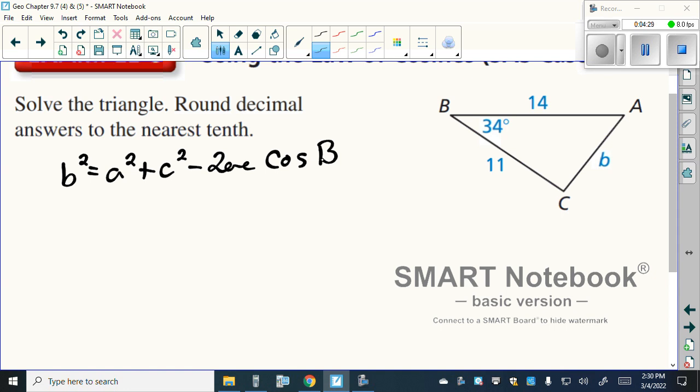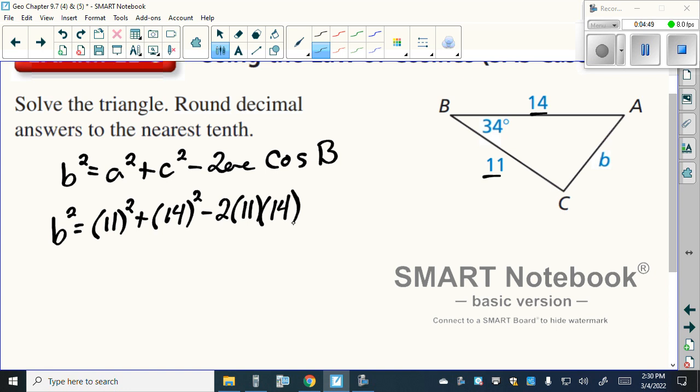So since we're finding b, we can leave it as b squared is equal to, well, a, we can say 11 or 14 at this point, but a is normally going to be 11 because it's opposite side length a. c is going to be 14, minus 2 times 11 times 14 times cosine of angle B, which is 34. But I wouldn't type it all in quite yet.